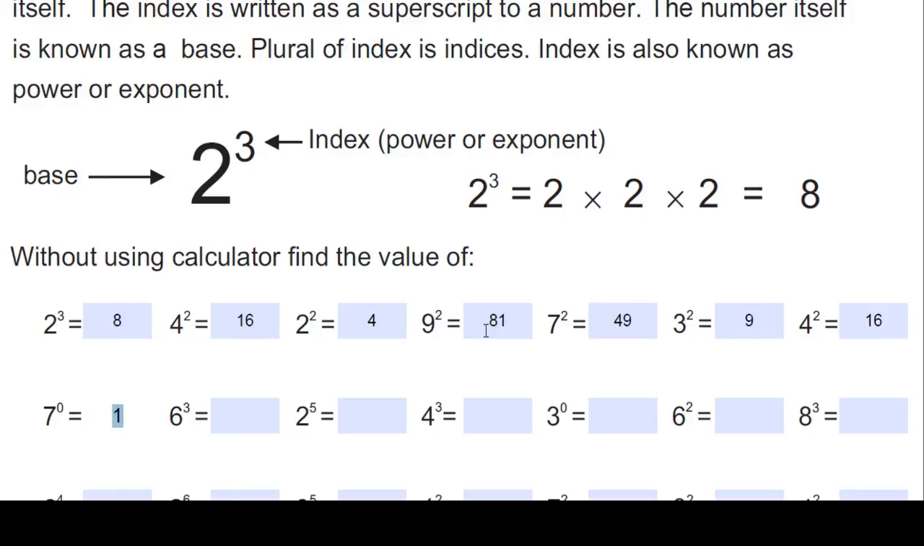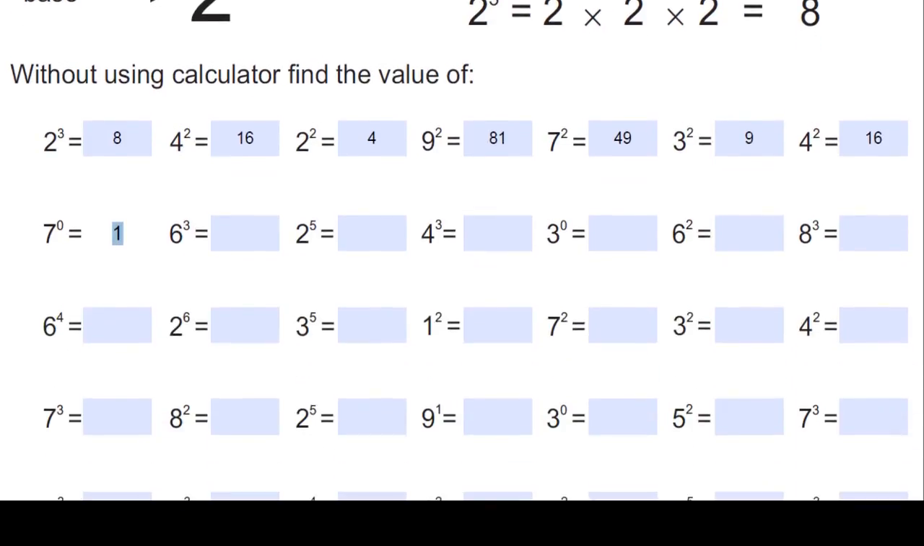7, now this one, 7 to the power of 0. Now you'll always have to remember that anything to the power of 0 is always 1, and I'll have to make another video on why that is, but for now just remember anything to the power of 0 is always 1. So 6 to the power of 3 is 216. 2 to the power of 5 is 32. 4 to the power of 3 or 4 cubed is 64. 3 to the power of 0 is 1.